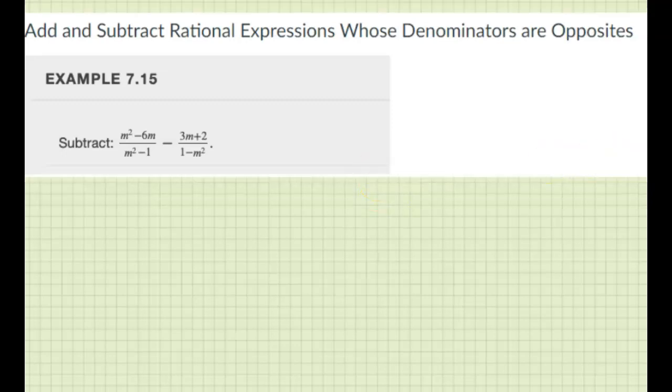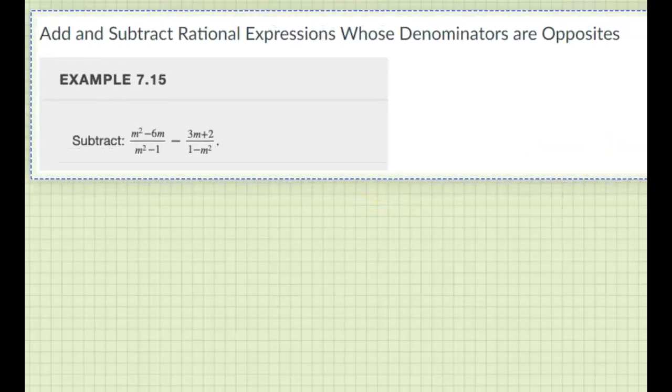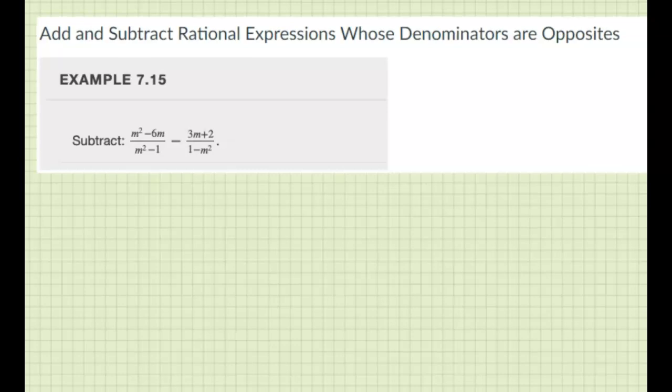Alright, so welcome to this example. Here we are adding and subtracting rational expressions whose denominators are opposites. So they're almost the same as each other, but they're opposite sign. Okay? So basically, you want to make them the same by switching it around.